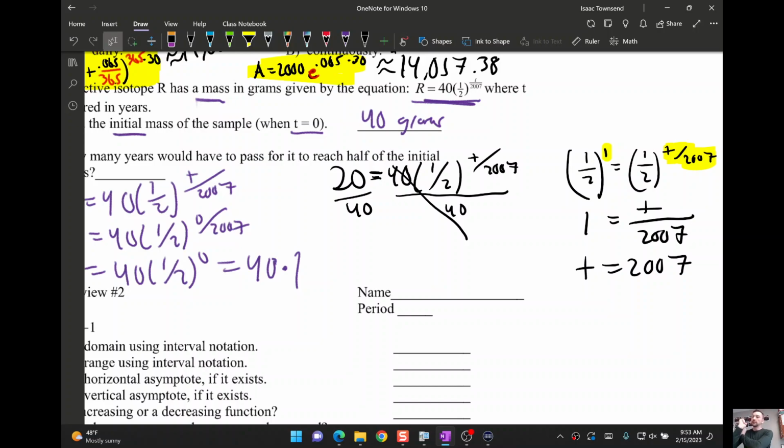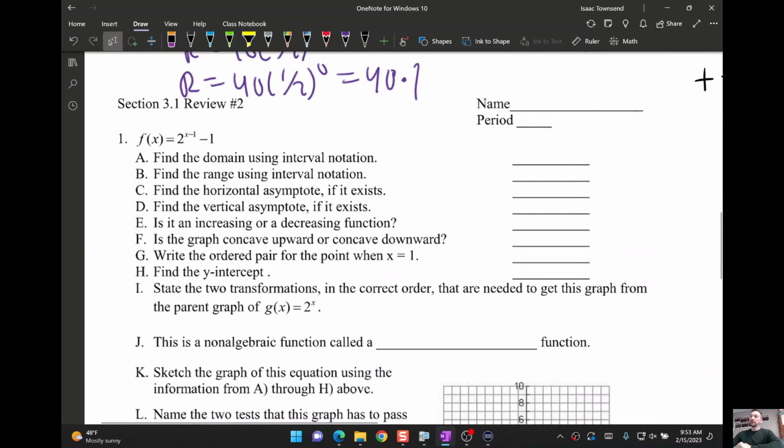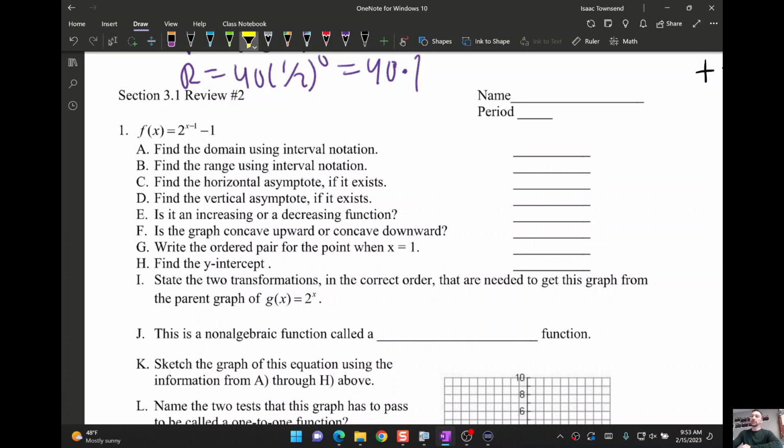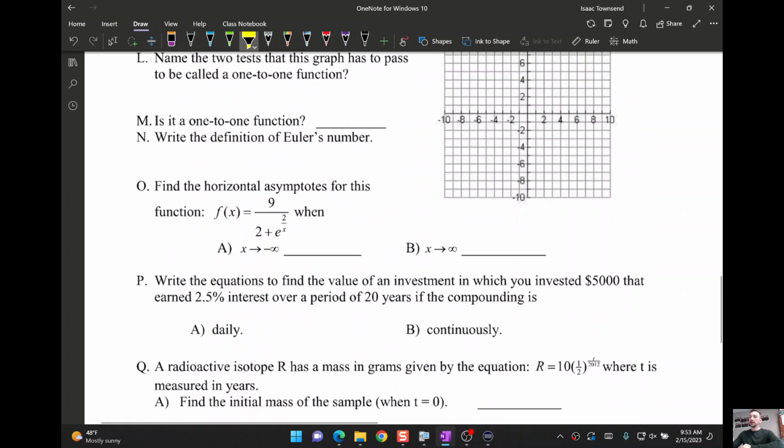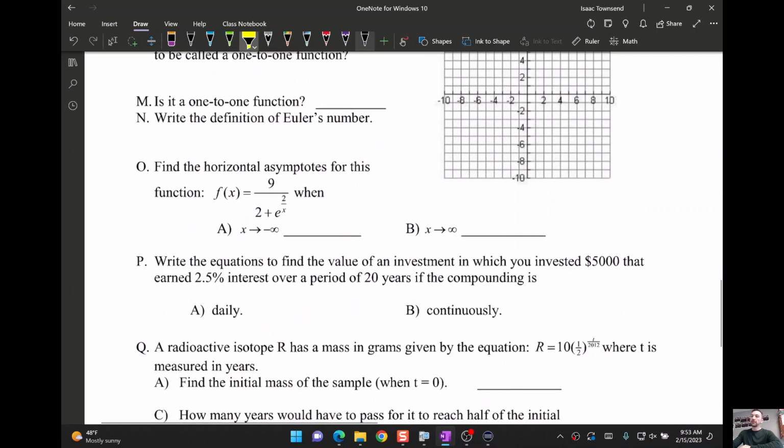So what I'd like you guys to do is try without a calculator, review 2, which is on the back. So it's got a different function here, but similar questions. Again, skip part O on the back until we talk about that on Friday. But then make sure you can set up the interest formulas. Actually try a half-life question on your own.